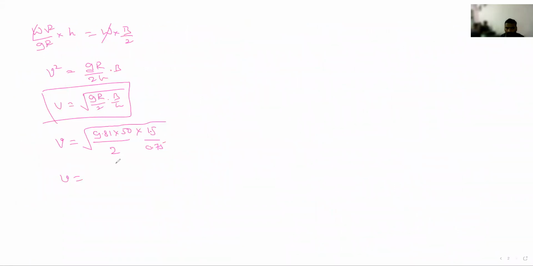9.81 into 50 divided by 2 into 1.5 divided by 0.75. Total answer 22.147. Yes, correct. This is meter per second. I want kilometer per hour. So this is 22.147 multiplied by 18 by 5. You will get the answer in kmph, 79.373.